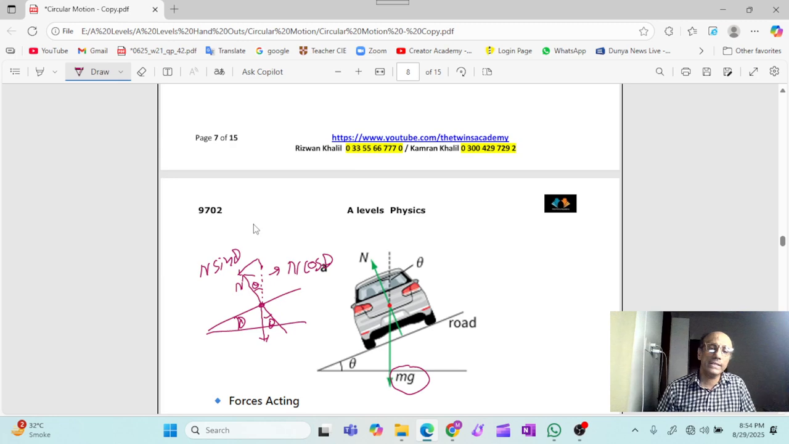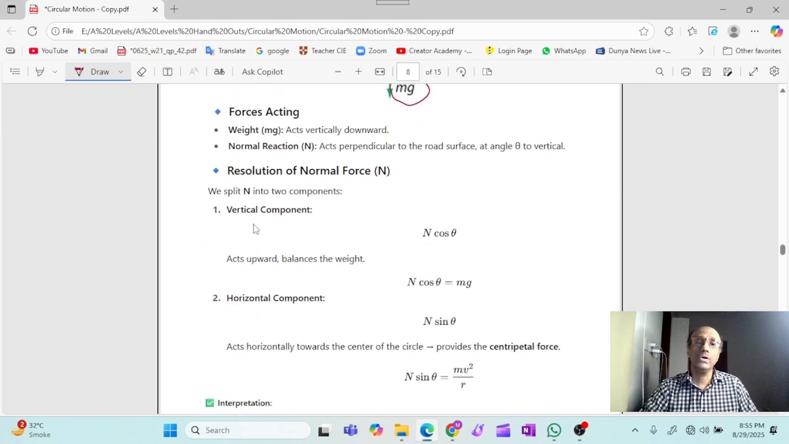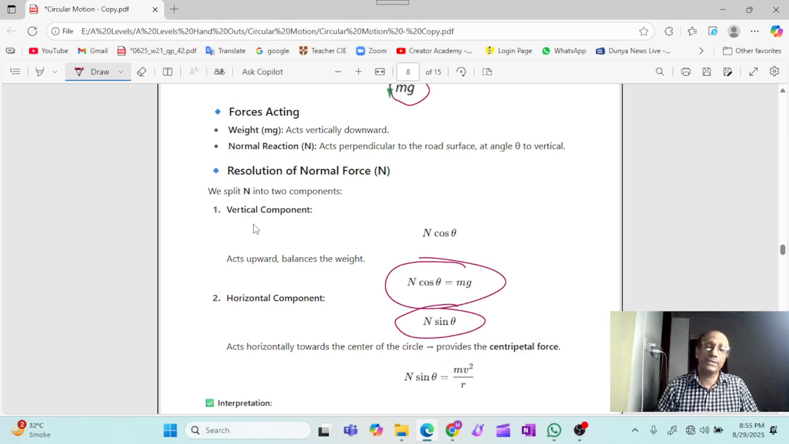So N cos theta will be balanced by mg, and N sin theta, because it is acting towards the center, will be the source of the centripetal force. You must know how to resolve vectors, because without resolution of vectors you are not able to solve the questions. So the horizontal component will provide the centripetal force, and the vertical component will be balanced by the weight, which acts in the downward direction.